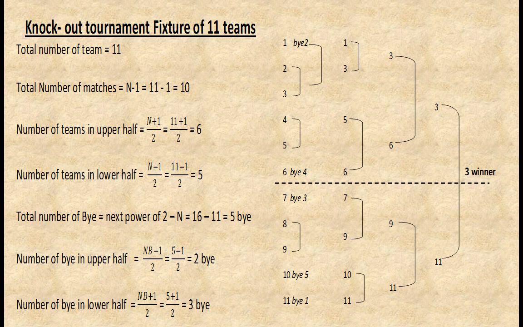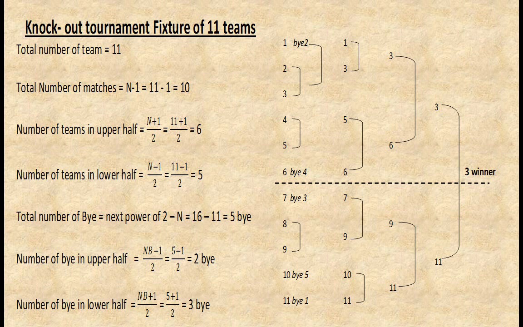So then we will take out the number of byes. Then we will put the first formula. What is the formula? Next 2 to the power minus n. Next 2 to the power is 16. 16 minus 11, that is 5. 5 byes we will give.